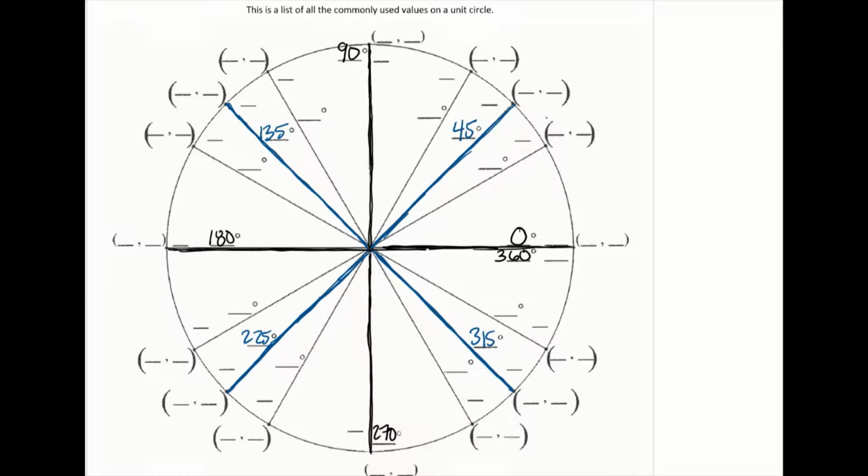So as we can see, we've broken this circle into eighths, right? 1, 2, 3, 4, 5, 6, 7, 8. Equal parts, and each angle is 45 degrees. Okay, so now let's look at another one of these. Let's look at this one.